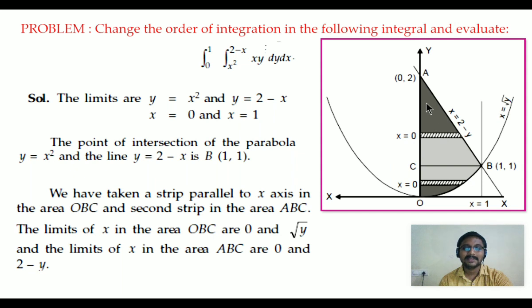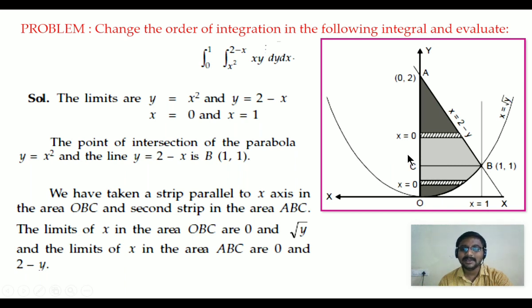The old strip is drawn parallel to the y-axis. It is not shown in the figure. We have to consider only this region, because the curve y equal to x square, the line y equal to 2 minus x, x equal to 0, that is the y-axis, and the line x equal to 1, which is parallel to the y-axis, all meet in this region. The old strip is drawn parallel to the y-axis, which is not shown in the figure, but we have to take the new limits.